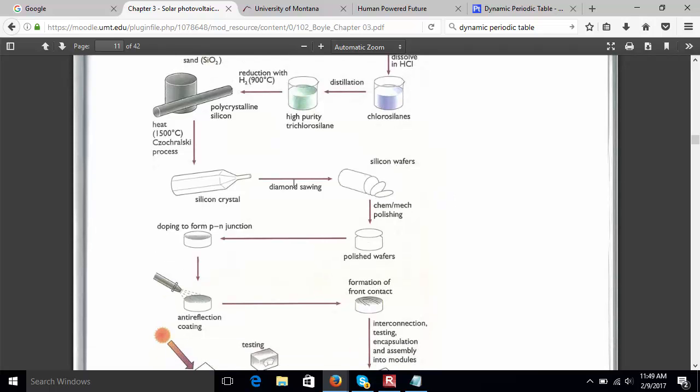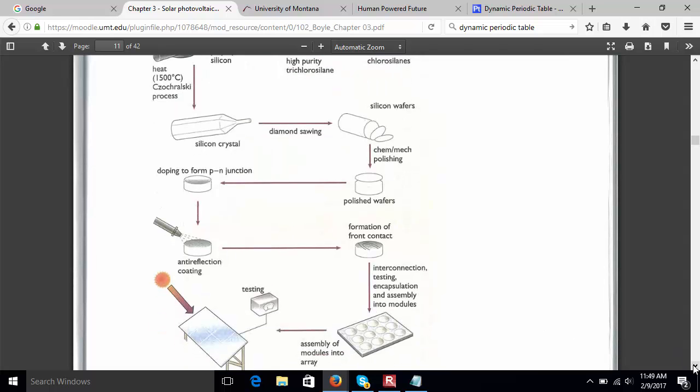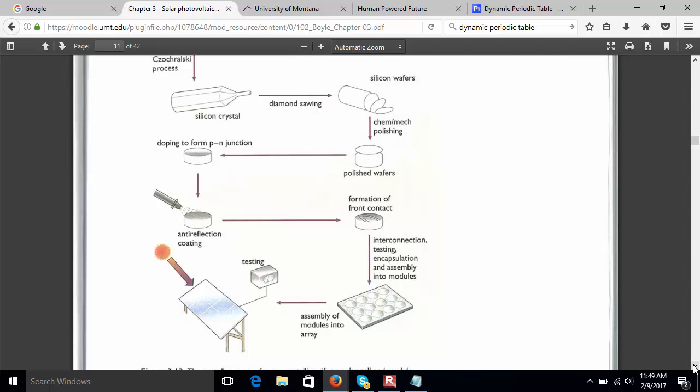So slice it, saw it, polish it, dope it, and that's going to happen in a vacuum. And again, you're just firing in boron or phosphorus gas. Anti-reflection coating, contacts for the conductors, put them into modules, ship it, test it, go solar.